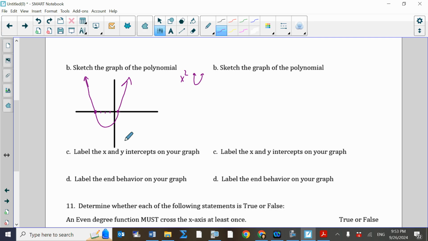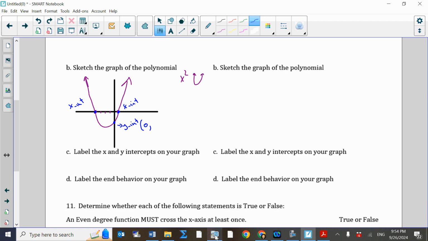Okay, now it's asking us to label the x and y-intercept. Well, we know that this is an x-intercept. The other name for that is a zero. This is also an x-intercept. Where's the y-intercept? It's right here. This is the y-intercept. That's where the graph is crossing the y-axis, and we know that on the y-axis, the x value is 0. What is the y value here?